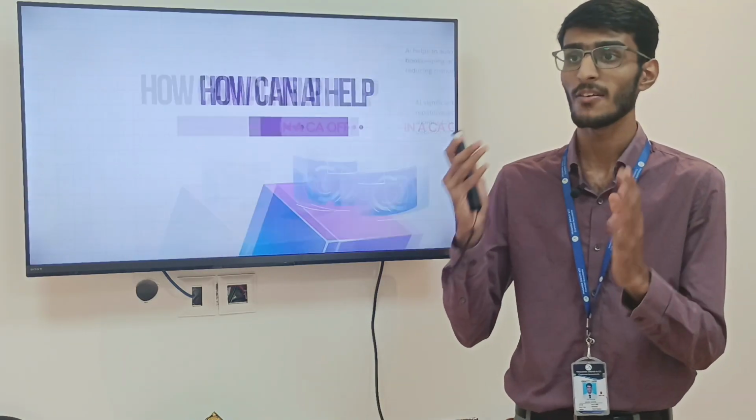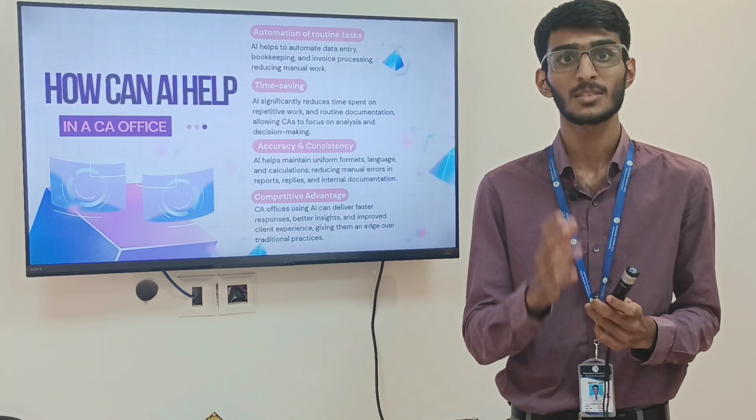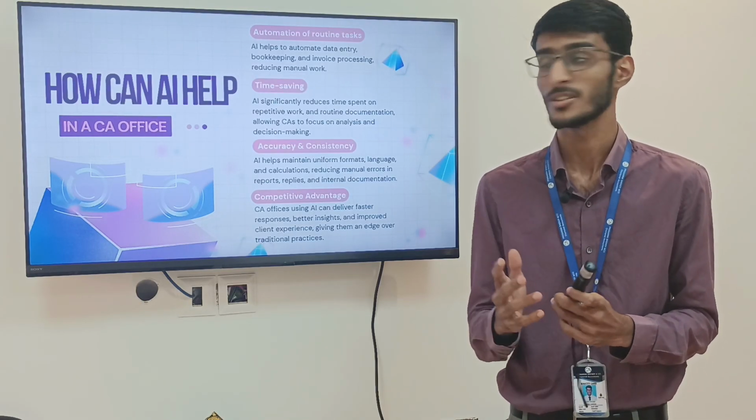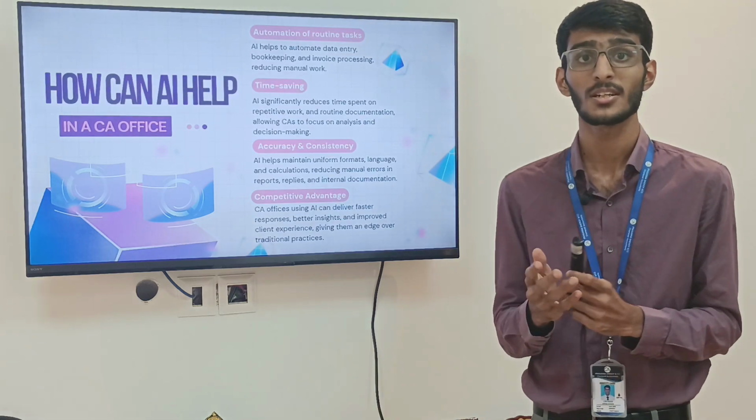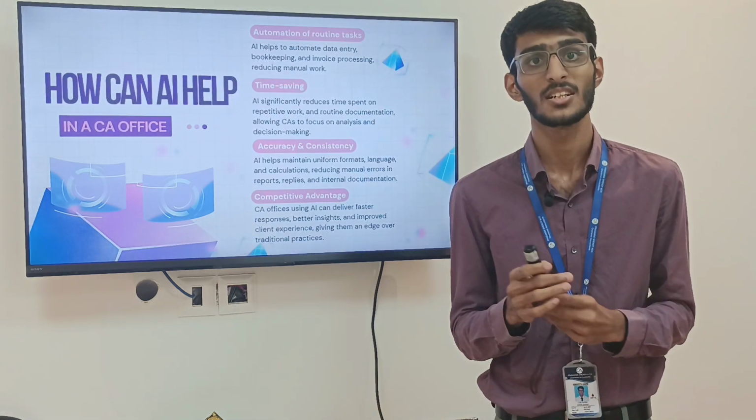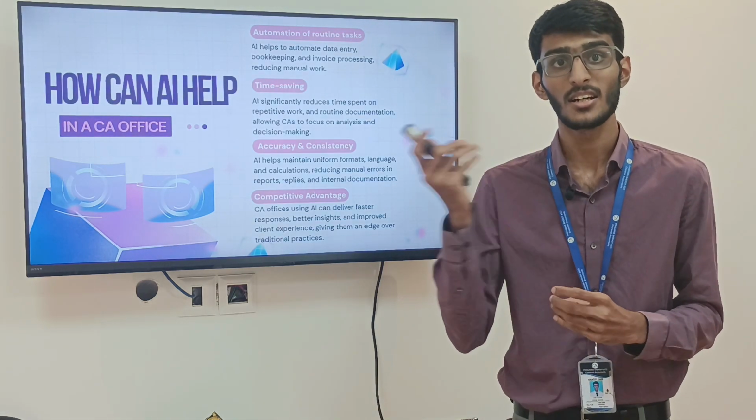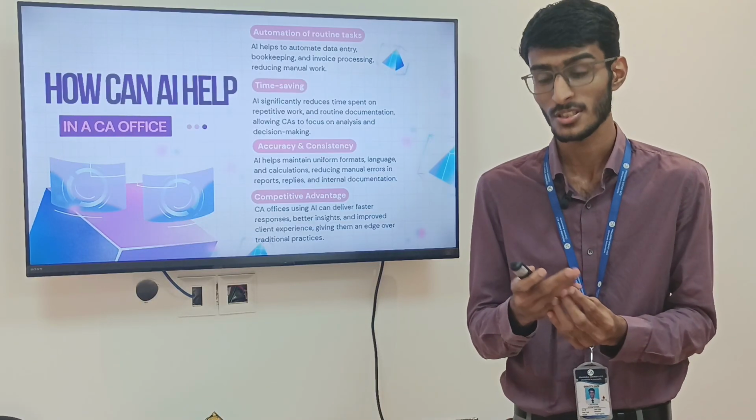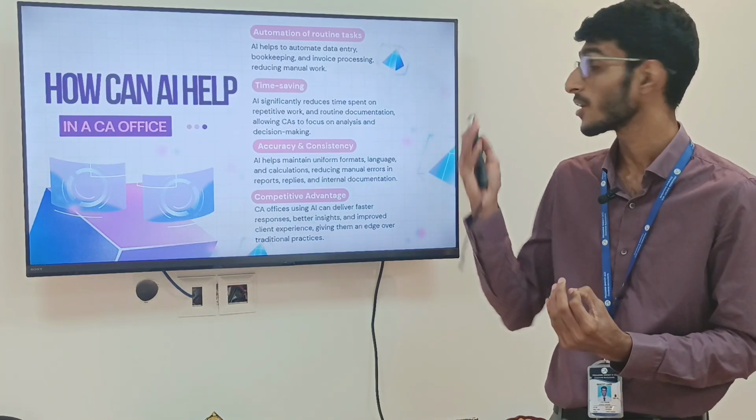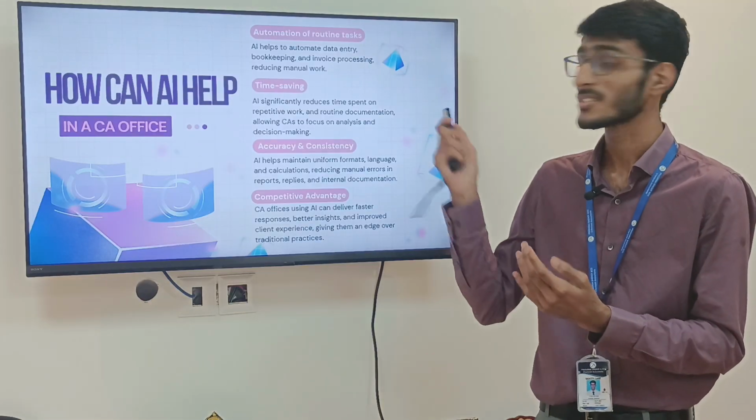So now when we have an AI, we can use it in various places. One such use is in our office. When we use AI in our office, it helps in automation of the routine tasks. Let's say we are passing journal entries. AI can detect your invoices, process them, and pass entries based on those invoices. So it helps in reduction of manual labor, hence time saving.